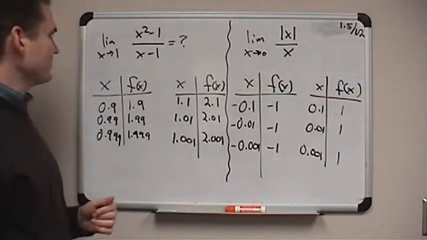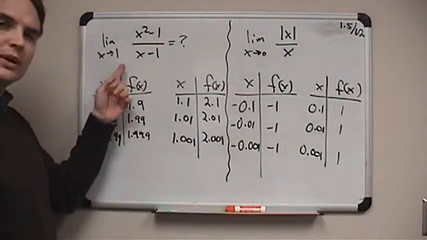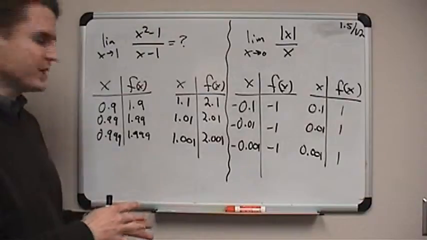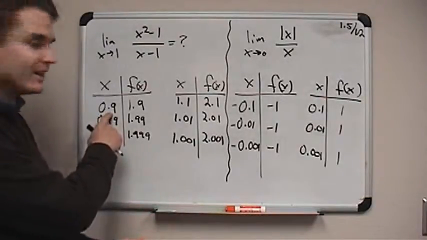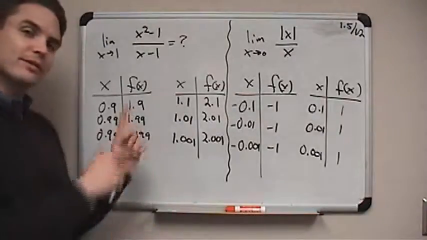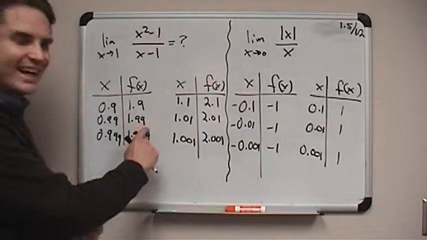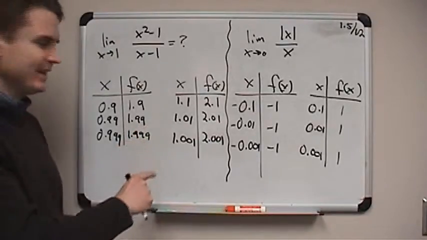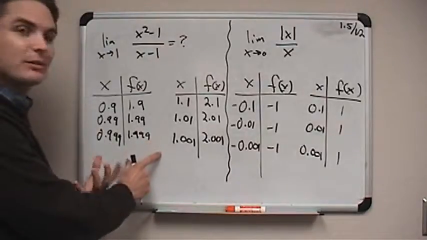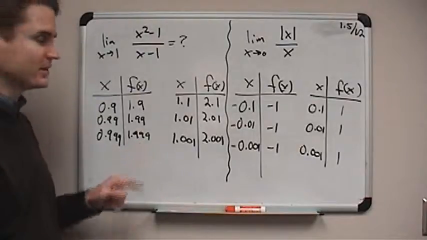So we made two tables here again. We get some numbers which are getting close to 1 from the left, getting closer and closer to 1 from the smaller side. So I'm putting numbers like 0.9, 0.99, 0.999 in for x. And look what the function value is coming out: 1.9, 1.99, 1.999. So as I pick numbers closer to 1 from the left side, I get numbers out which are closer to 2, as you can see from the table. Getting very close to 2 here.